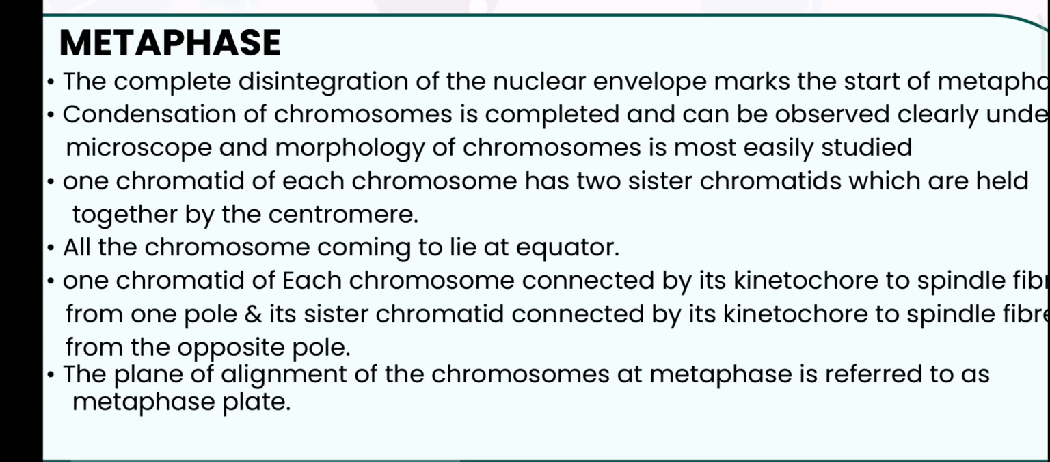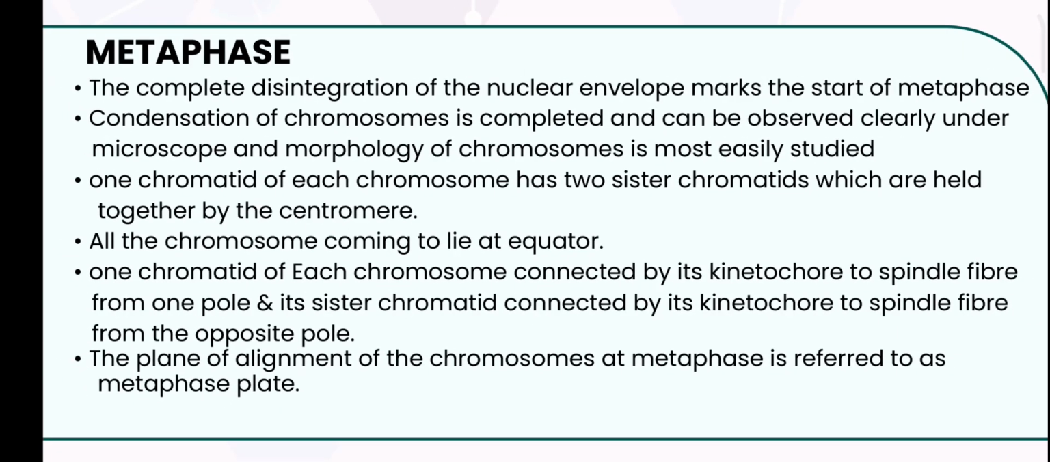Metaphase. The complete disintegration of the nuclear envelope marks the start of metaphase. Condensation of chromosomes is complete and can be observed clearly under the microscope, and the morphology of chromosomes is most easily studied. Each chromosome has two sister chromatids, which are held together by the centromere. All the chromosomes come to lie at the equator.